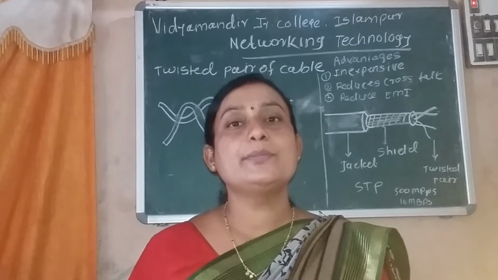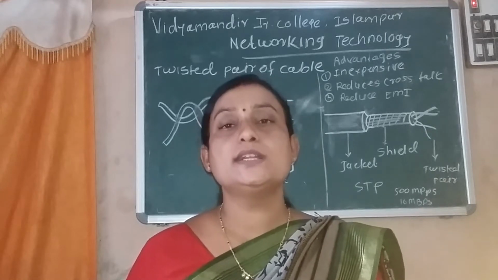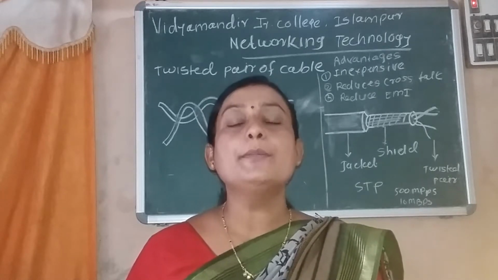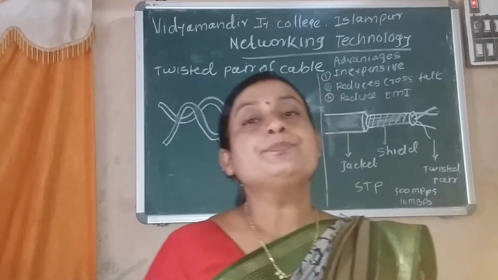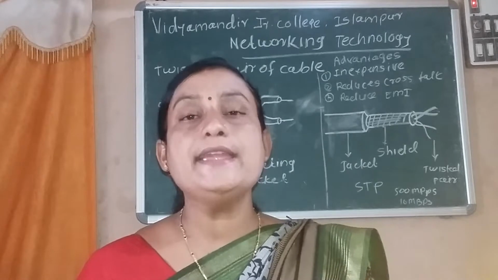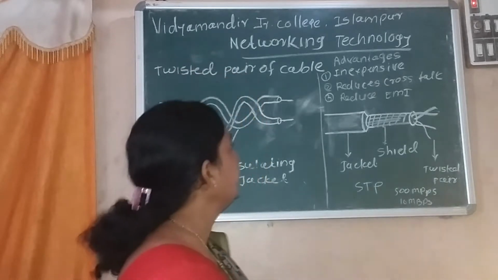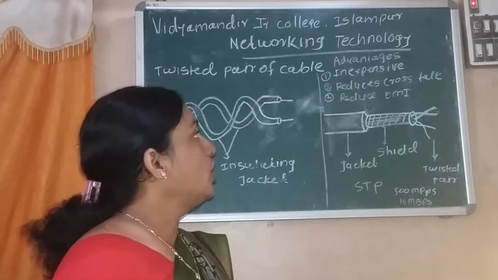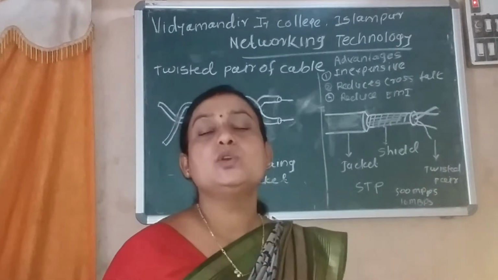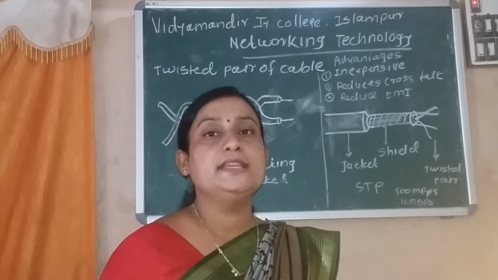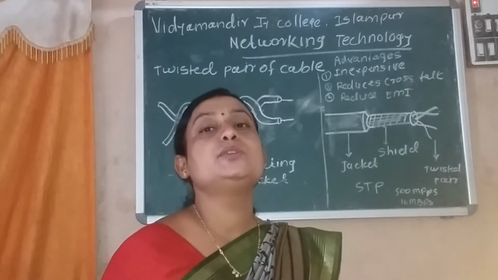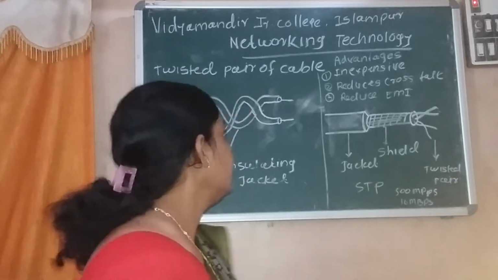The coaxial cable is nothing but two conductors sharing a common axis, and it has the highest data transmission speed, that is, bandwidth. The cost of the coaxial cable is low as compared to the fiber optic cable, but attenuation is low as compared to the twisted pair cable.